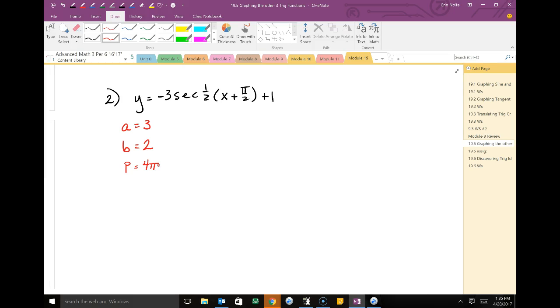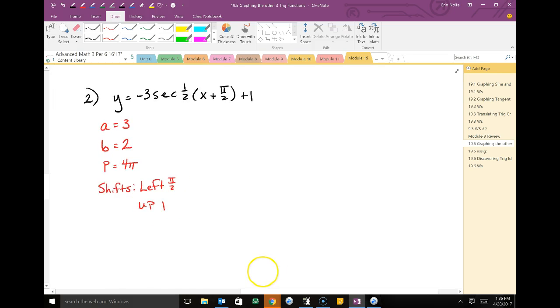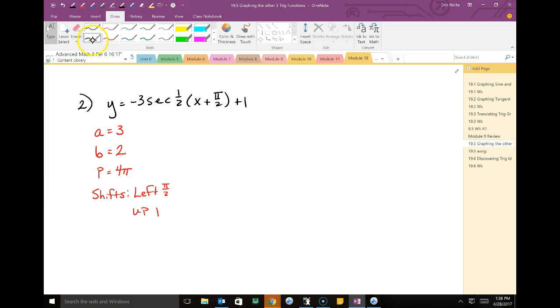Okay, what else? We need shifts. Okay, what are my 2 shifts? Okay, good. Left pi over 2 and up 1. Okay. Awesome. Alright, so draw your nice little coordinate grid with 4 equal increments to the right and to the left.